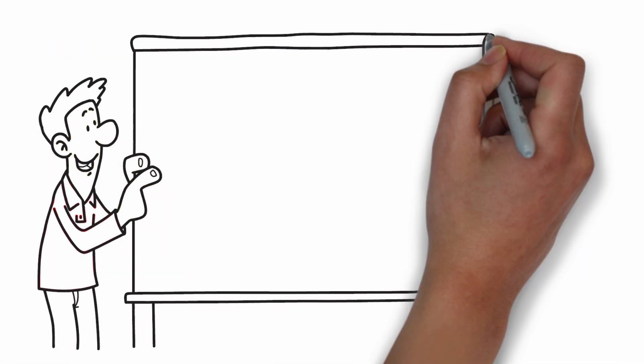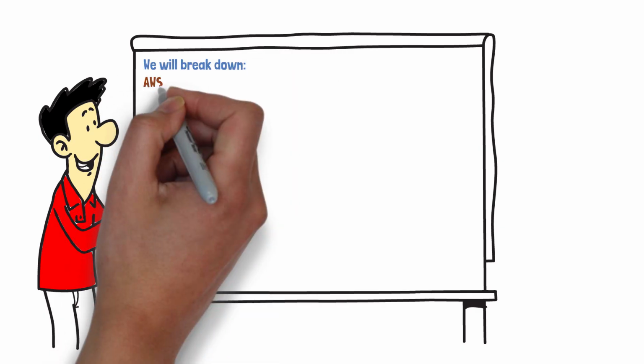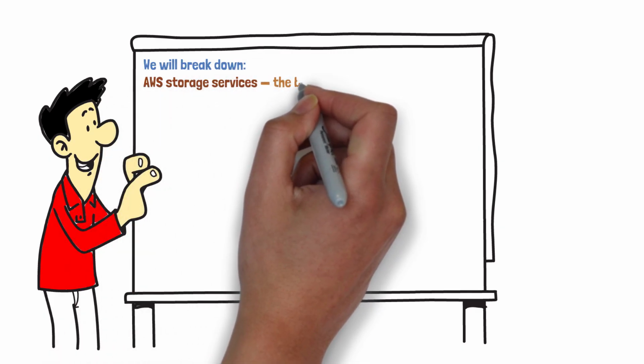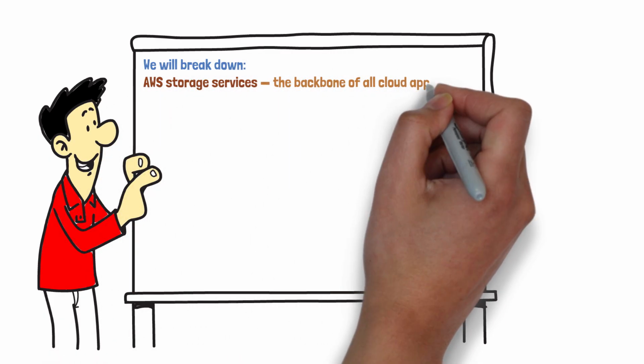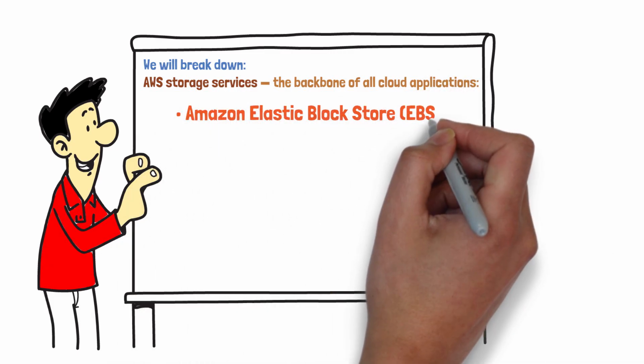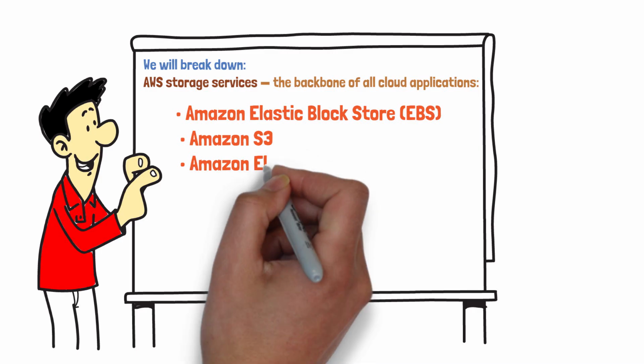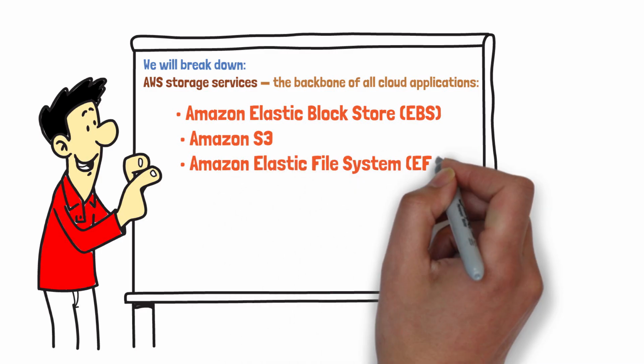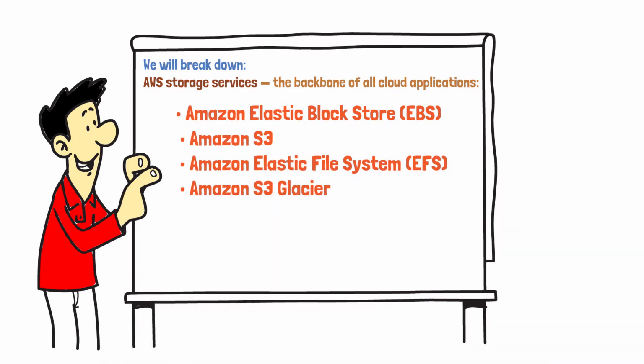In the next episode, we will break down AWS storage services, the backbone of all cloud applications. Amazon Elastic Block Store, Amazon S3, Amazon Elastic File System, and Amazon S3 Glacier. Compute is nothing without storage. Next, we'll explore how AWS keeps your data safe, accessible, and scalable.